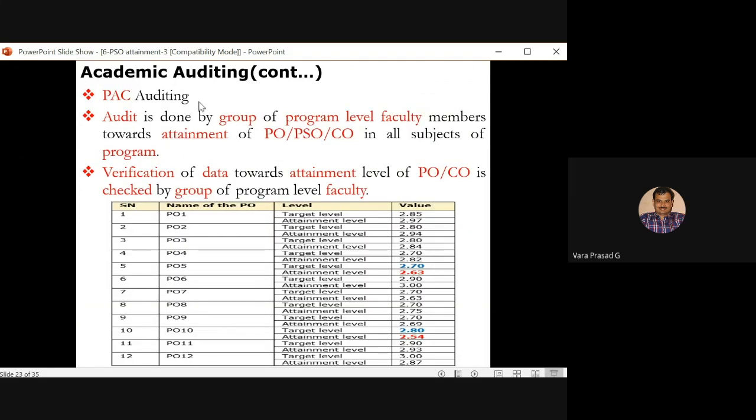Now there is another auditing we can call the Program Academic Committee, the PAC committee. We can say that this PAC committee consists of three to five people at the department level.